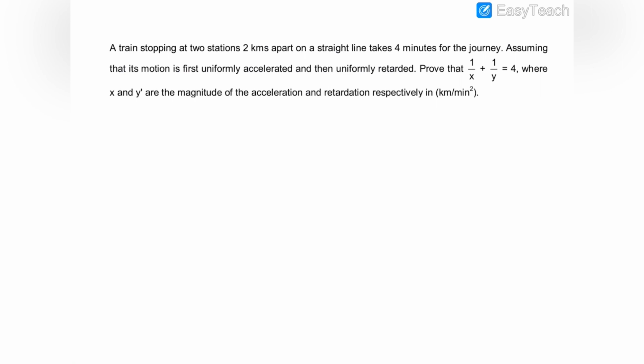If the acceleration of the train is x and its retardation is y, then we have to prove that 1 upon x plus 1 upon y is 4. And it is given that the train accelerates uniformly for some time, and then it retards uniformly to come at rest. So let us draw the v-t graph of the train. So let us see that this would be the v-t graph, that the train would accelerate and retard to rest.